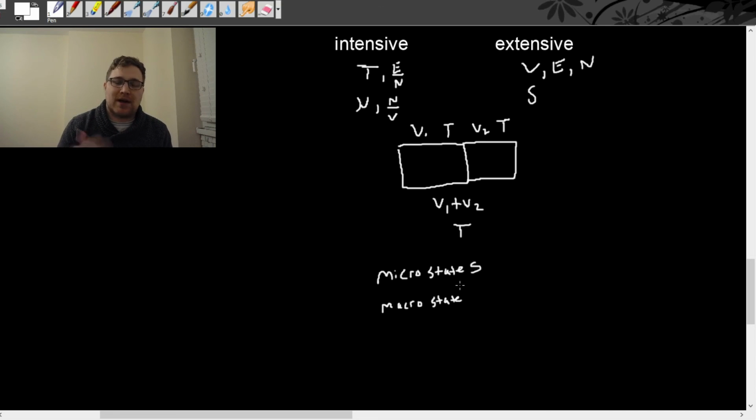Macrostate variables or macroscopic quantities will fall into two categories in general. I mean, they don't always have to fall into these, but those will be intensive properties of the system, which are properties that are independent of the system size, and extensive properties of the system, which will grow linearly with the system size.